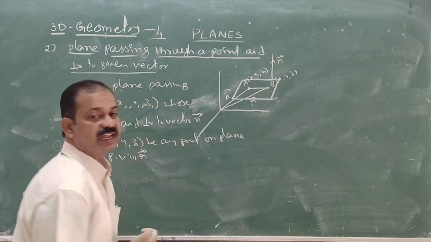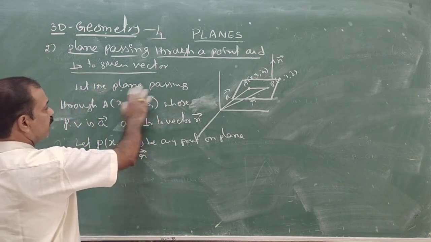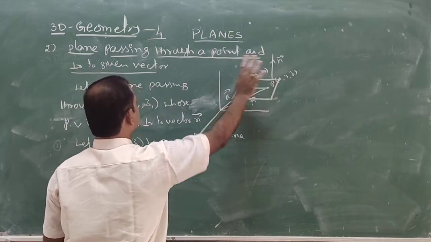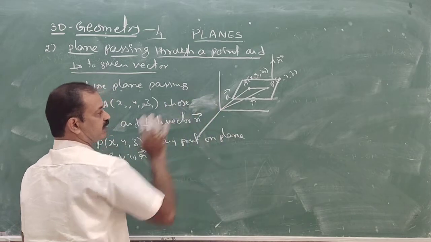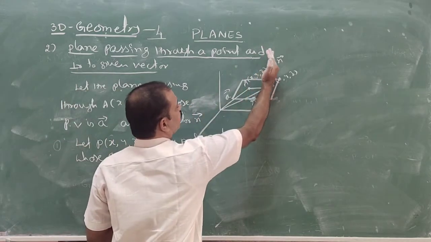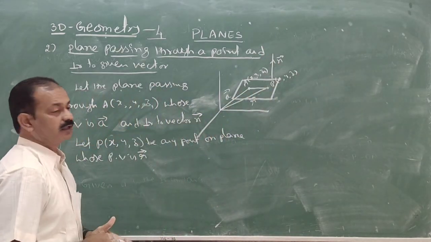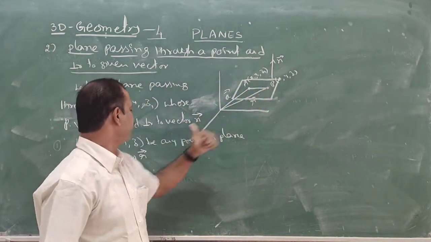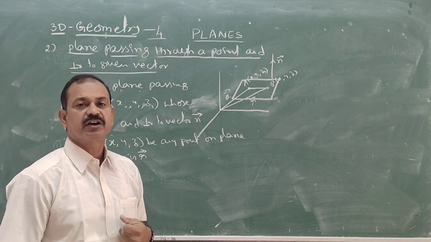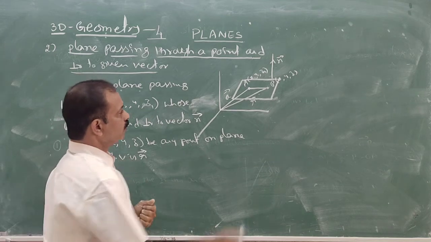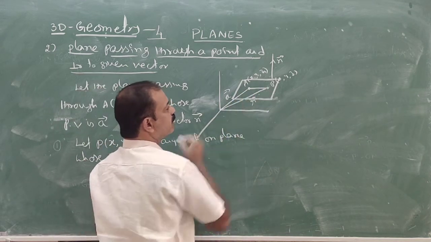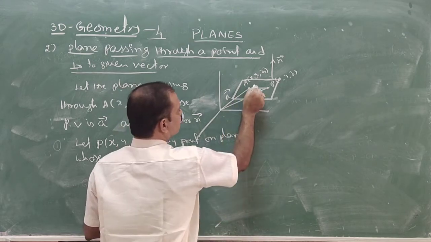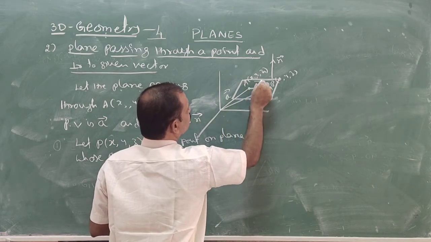Now how is this derivation done? So plane is passing through A of x1, y1, z1, whose position vector is a and perpendicular to the vector n. Let P of x, y, z be any point on the plane and whose position vector is r. Now, when two points are there, you can find the vector AP.